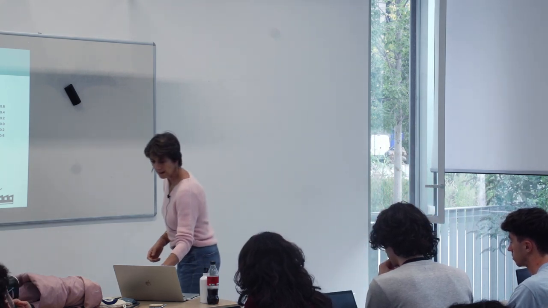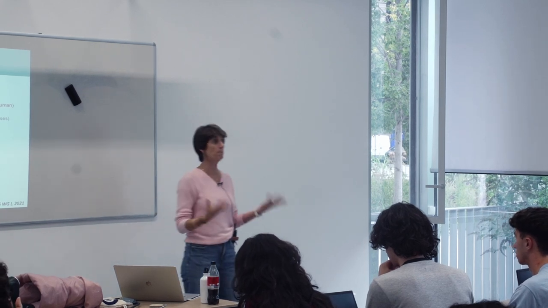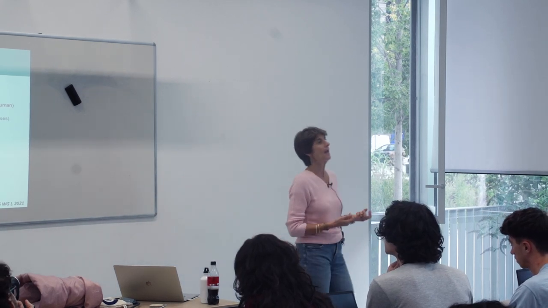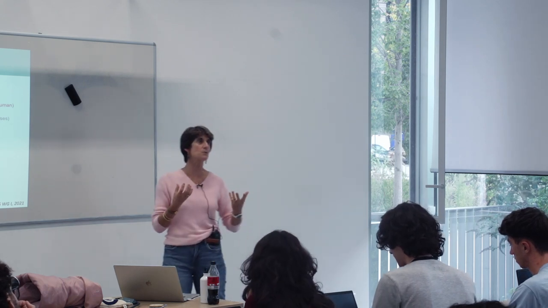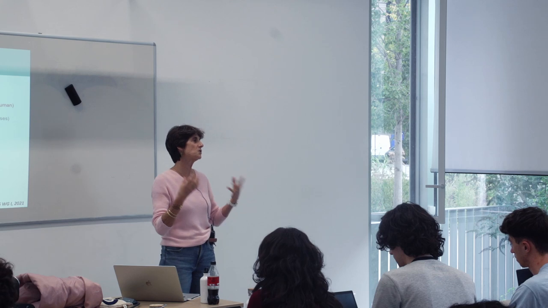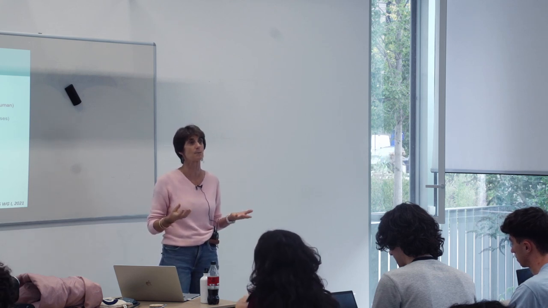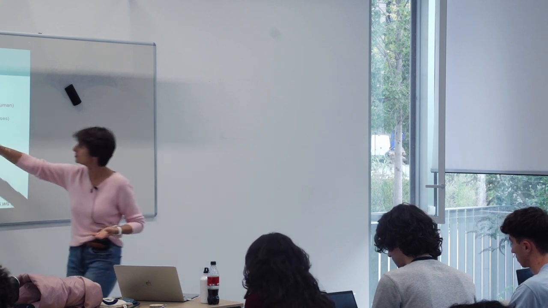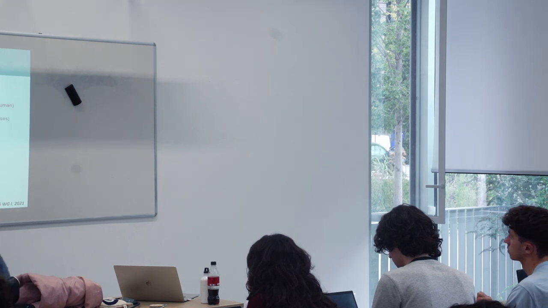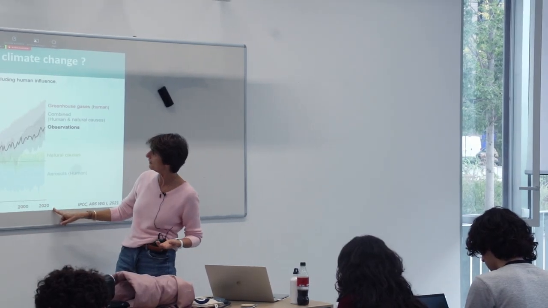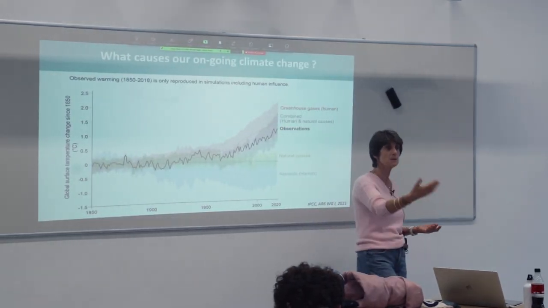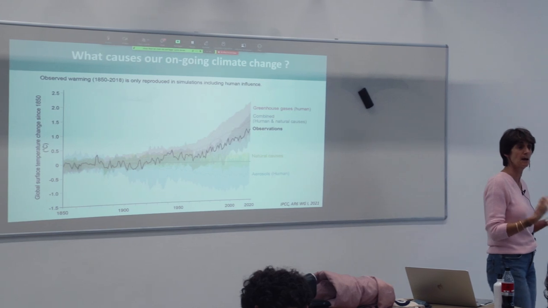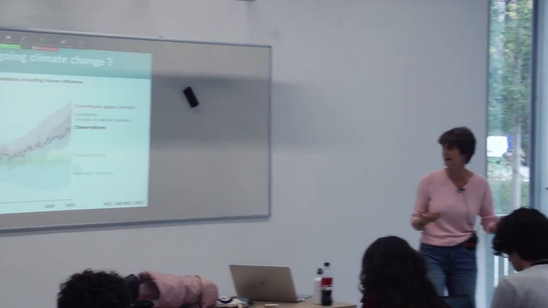Okay? And then once we have our model, we can play with it. And when we play with it, we try to reproduce the observed changes in the global temperature. So the observation is the black line. We go from 1850 to almost today. And we want to see what causes this increase in temperature at the surface of our planet.